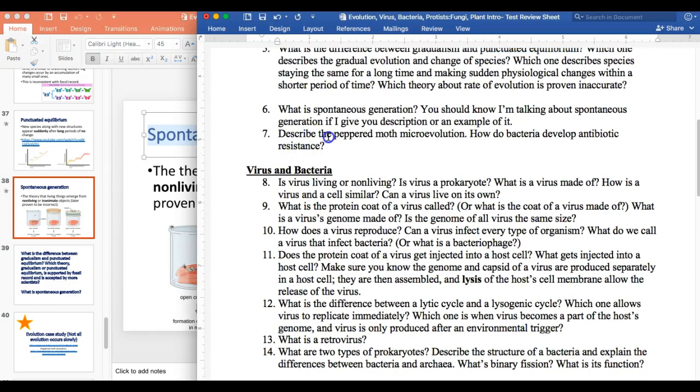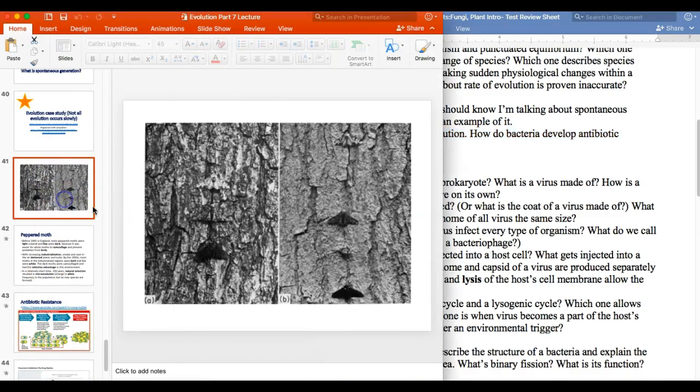The last one is peppered moth and bacteria antibiotic resistance. Peppered moth is before the industrial revolution. The tree was white and most of the moths were the lighter colored ones. During the industrial revolution, there was a lot of soot covering the tree, so then the tree became darker, and the darker moths became the ones that are prevalent in the population. After the industrial revolution, the air got cleaner, so the tree went back to white because there are white lichens covering the trees, and then the white moths were able to hide a whole lot better.